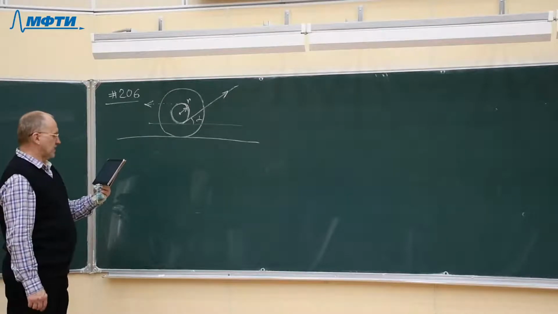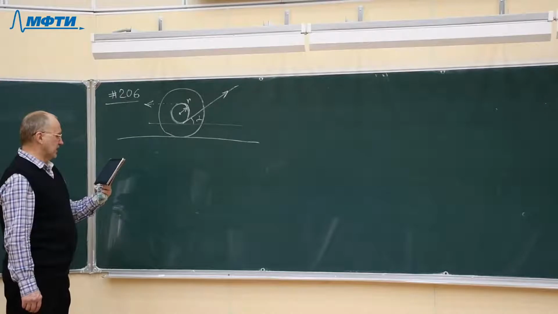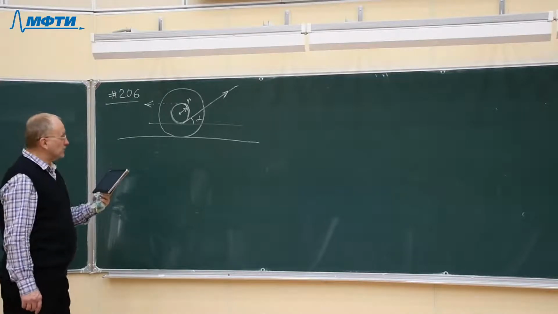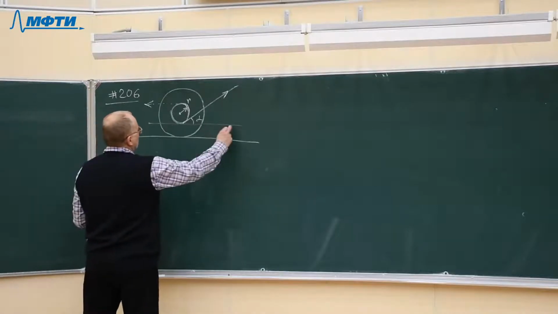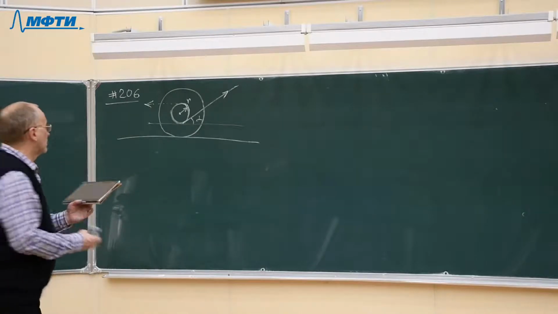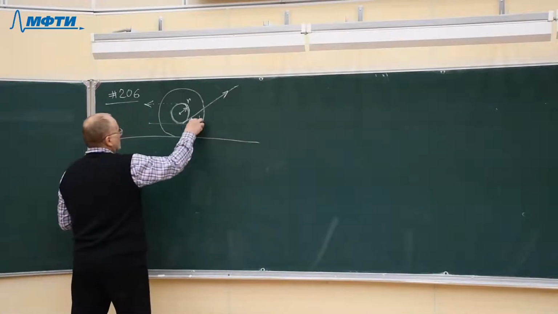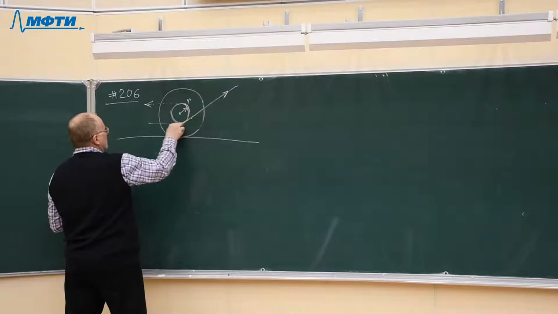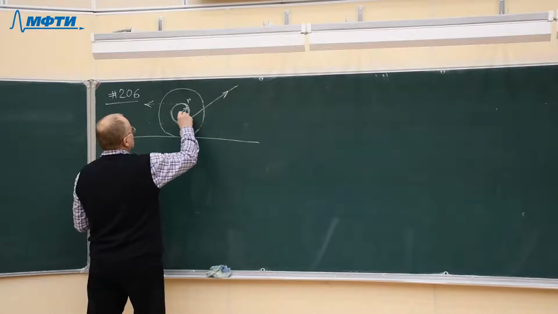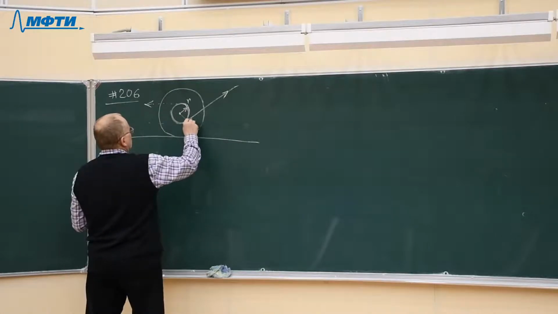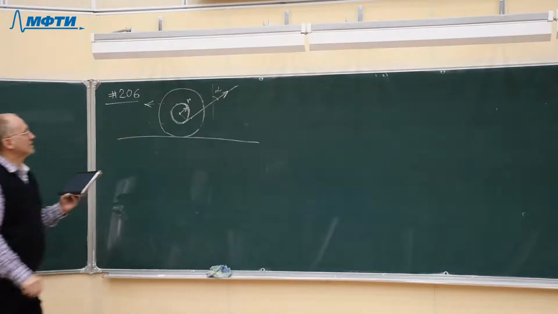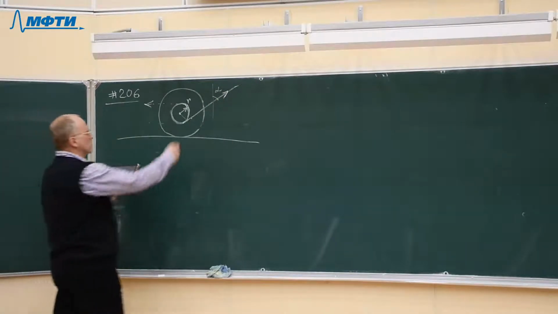The problem says that angle alpha is the angle between the direction of the thread and a vertical line. So it's not the angle with a horizontal line, it's the angle with the vertical line. Well, it's practically very little difference. It depends on what you denote by alpha. So there is a vertical line, and angle alpha is between the vertical direction and the direction of the thread.